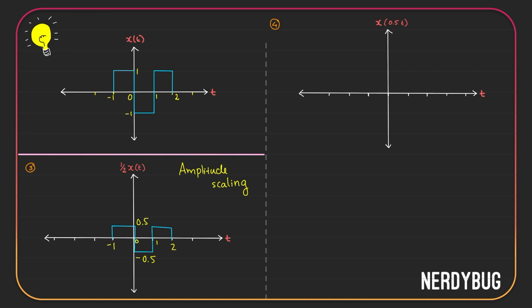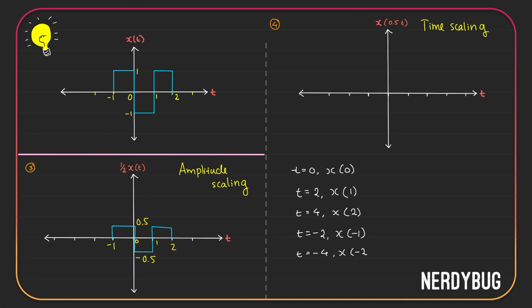Now let's try to find x of 0.5t. This is again another example for time scaling where the constant is less than 1. At t equals 0, I will still get x of 0.5 into 0, I'll get 0. At t equals 2, I get x of 2 by 2, that is x of 1. At t equals 4, I get x of 2. On the other side, at t equals minus 2, I get x of minus 1. Again, at t equals minus 4, I get x of minus 2.